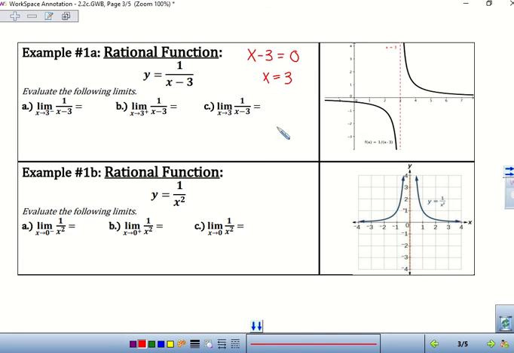Now, we also have some skills that we've learned about in the last few days. This is bottom heavy, so we know that it also has a horizontal asymptote at y equals 0. So you can all kind of see where that is. That's the x-axis.